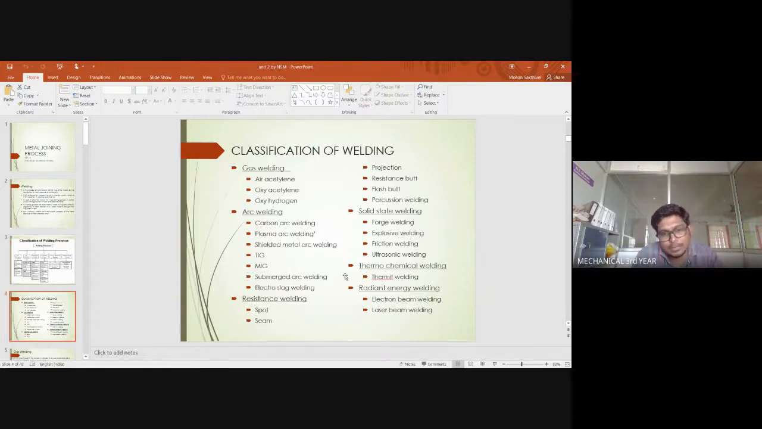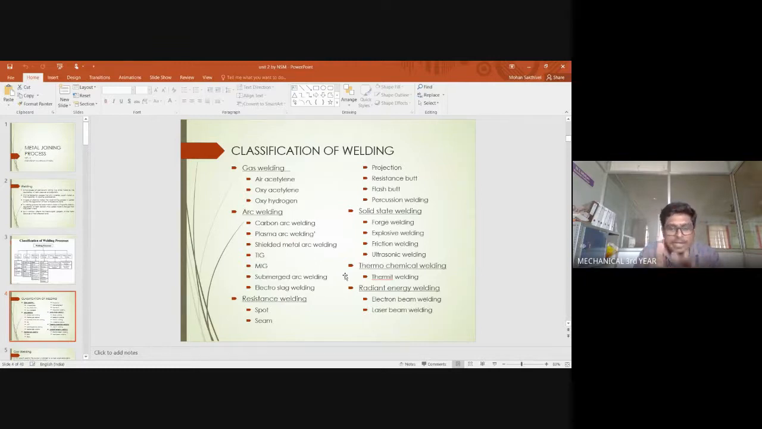Coming to the next process, we have resistance welding. Under resistance welding, we have spot, seam, projection, resistance butt, flash butt, and percussion welding. In the case of solid state welding, we have forge welding, explosive welding, friction welding, and ultrasonic welding. In thermochemical welding, we have thermite welding. And in radiant energy welding, we have electron beam welding and laser beam welding. These topics will be covered in this particular unit.